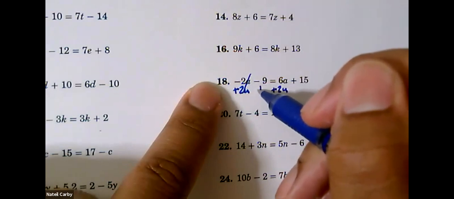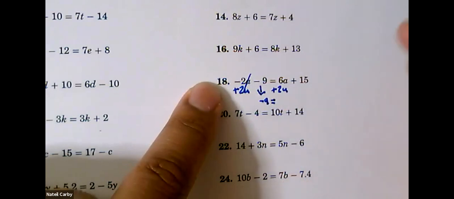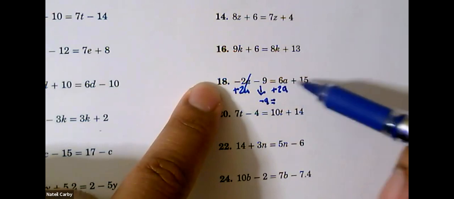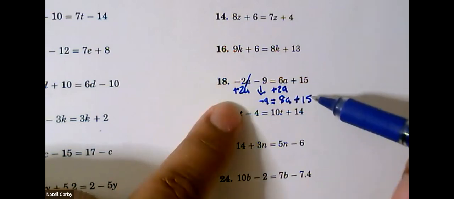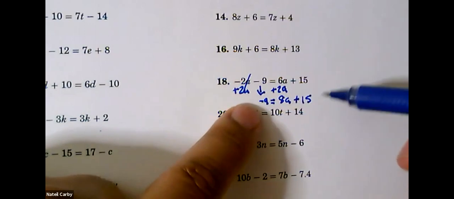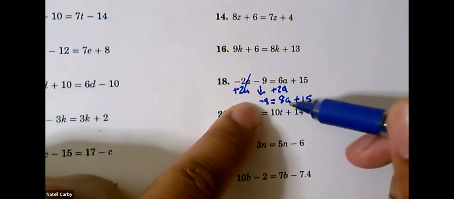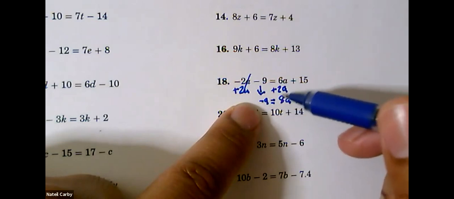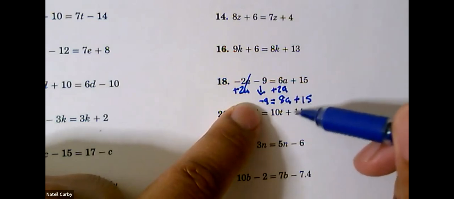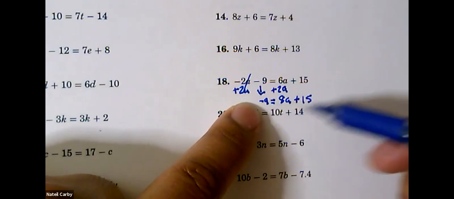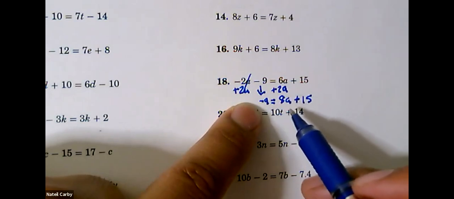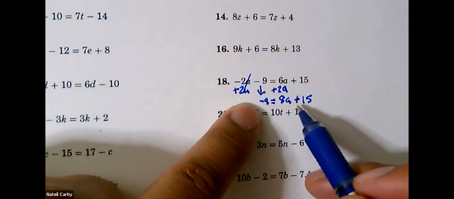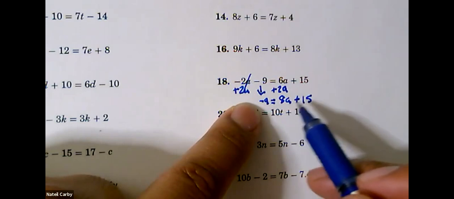You bring down your negative 9. 6a plus 2a is 8a, and you bring down Mr. 15. I'm glad I chose this one. Here, I still don't have 8a by itself. That's my goal. I want to get the variables isolated and get my constants over on one side. When you have a constant still attached to the variable, you've got to get rid of that. Now I've got a plus 15, so I do the opposite and subtract 15 from both sides.